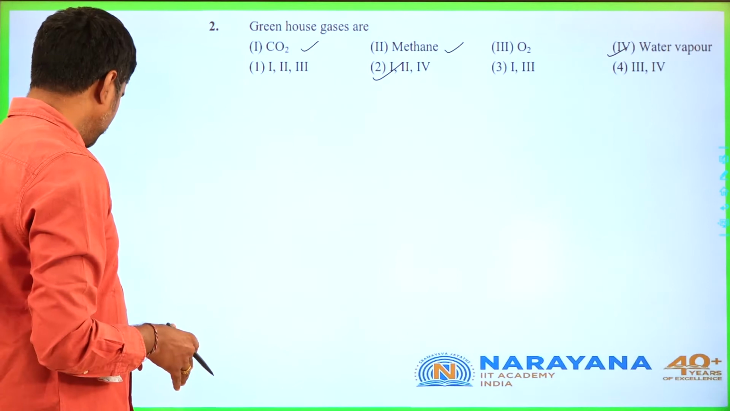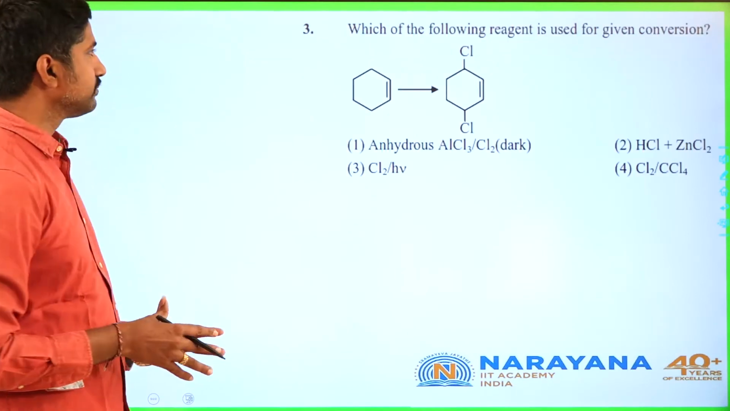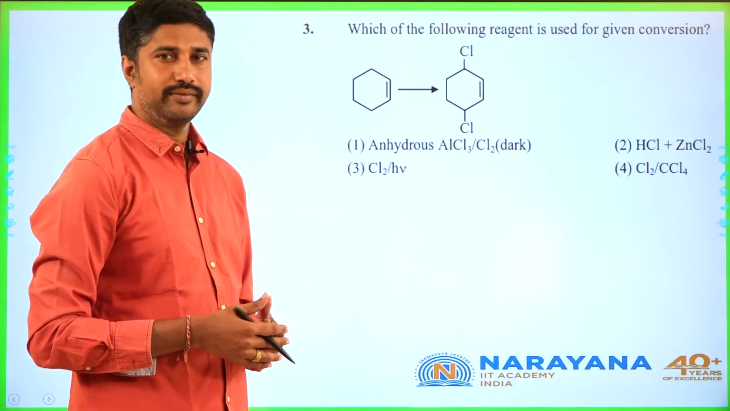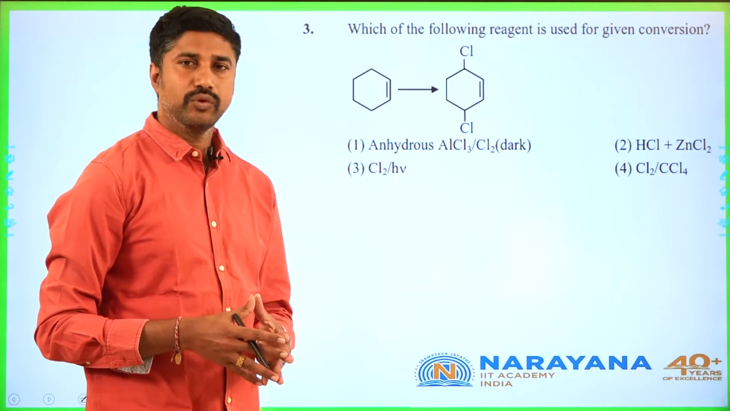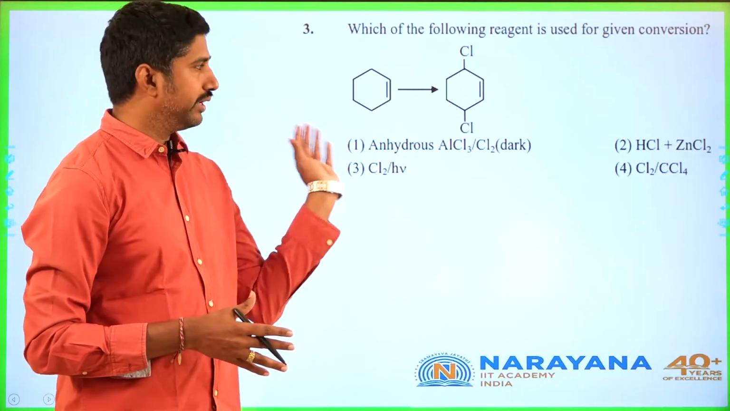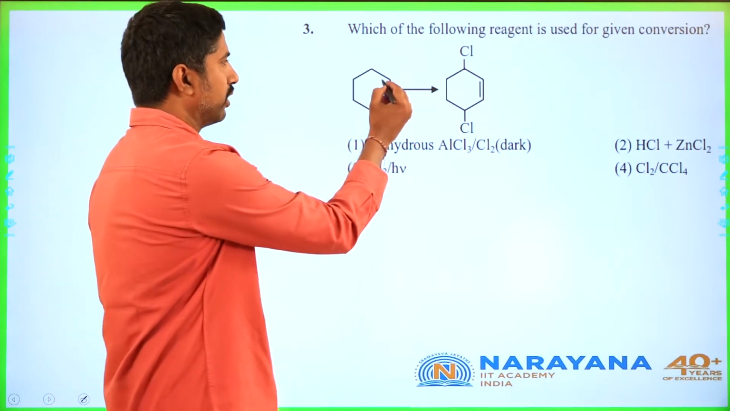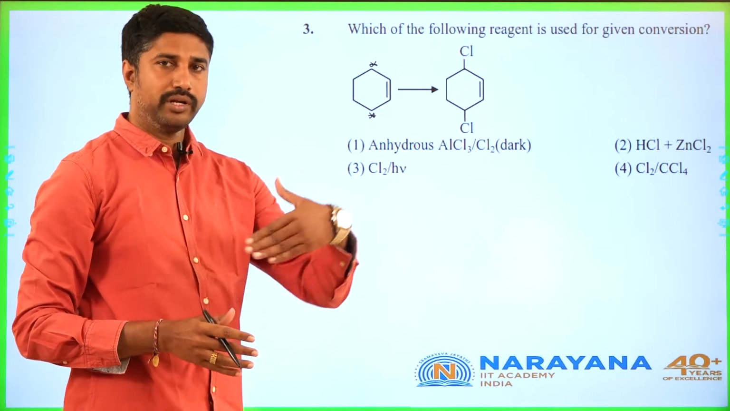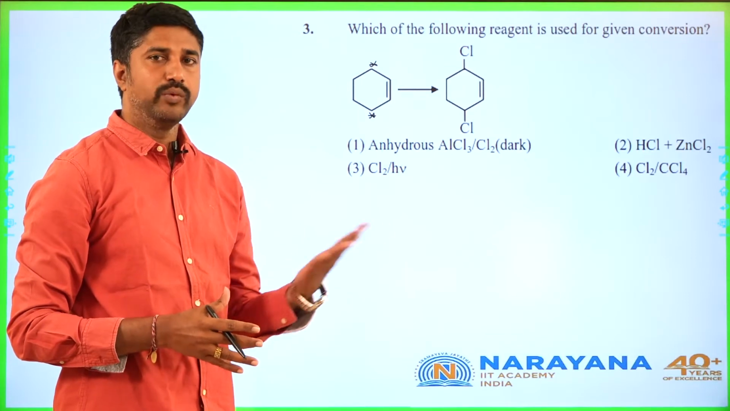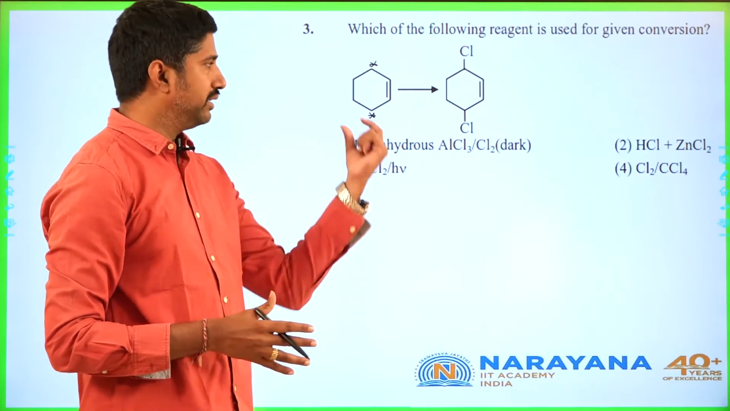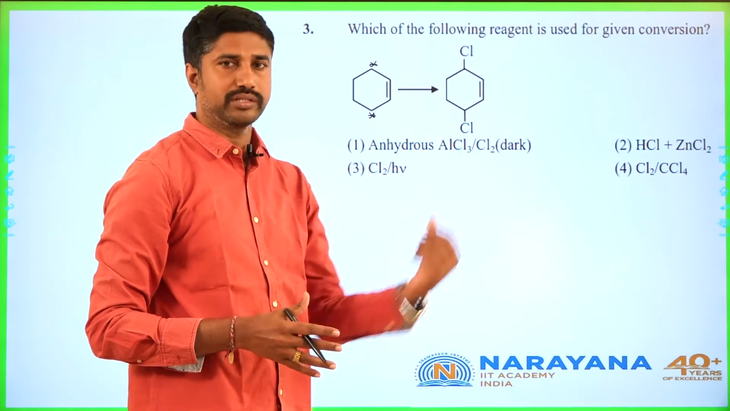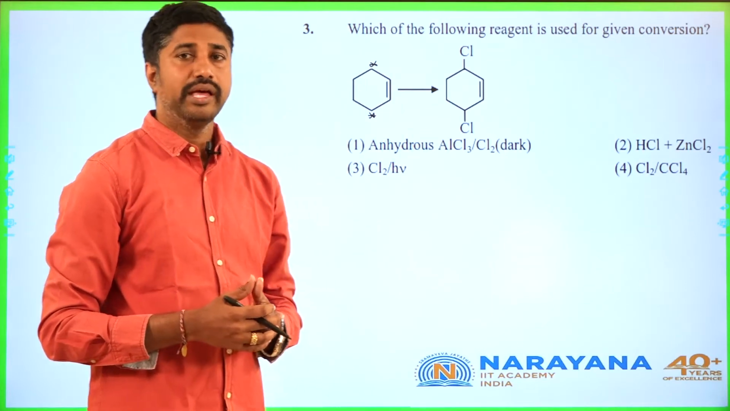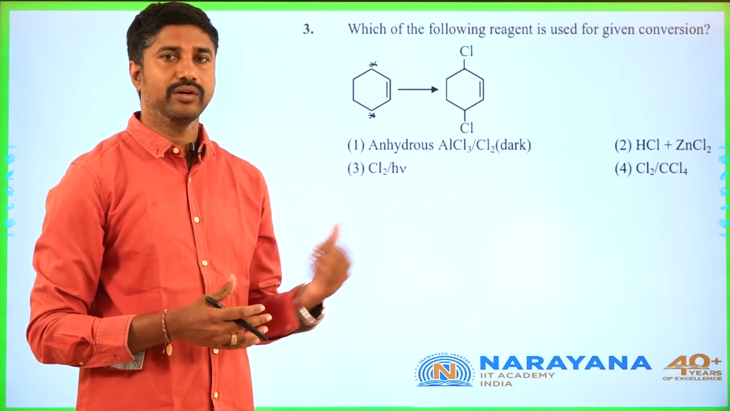So let's see the next question. Which of the following reagents is used for the given conversion? In this particular question, if you identify clearly the reactant and the product, the position next to the double bond is simply the allylic position. The double bonded carbon, next carbon which is sp3 carbon, is the allylic position, and at this allylic position we have chlorine in the product. So when chlorine is at the allylic position, the total process is nothing but allylic halogenation, particularly allylic chlorination.